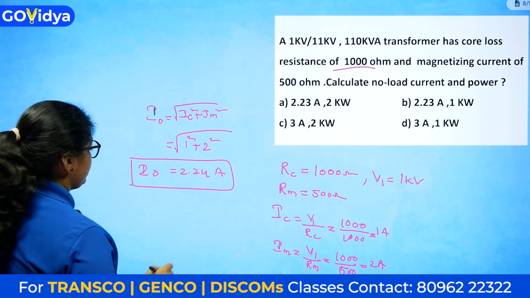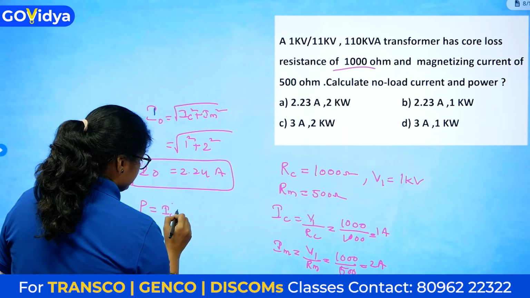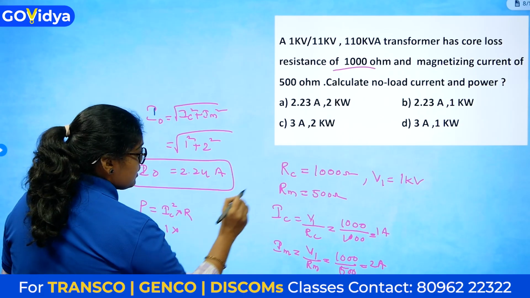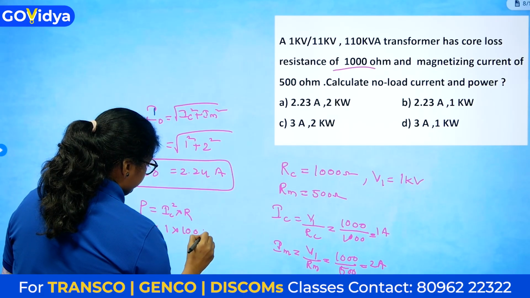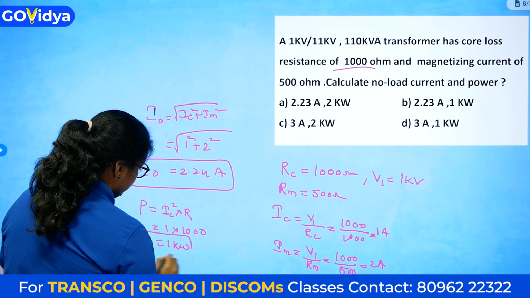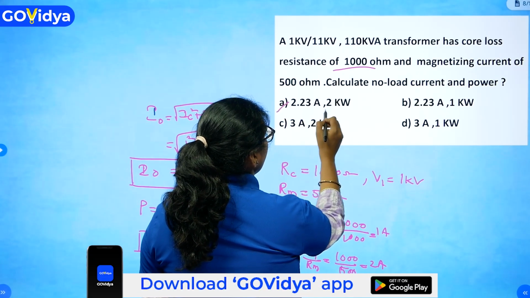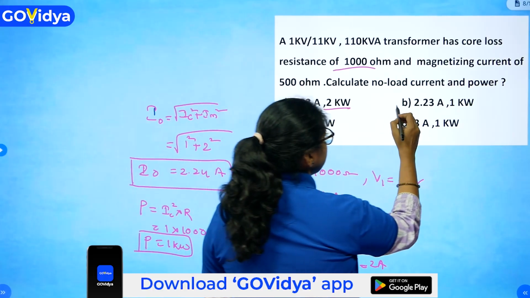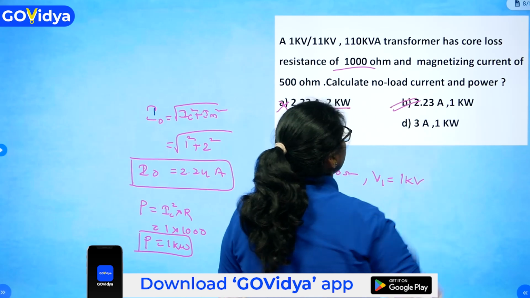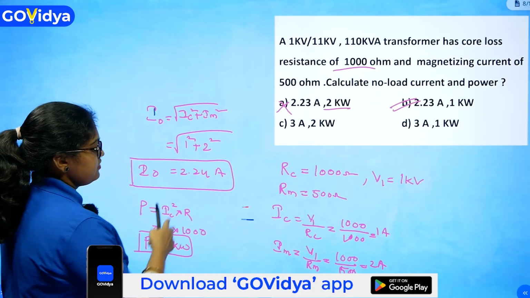Next we have to calculate the power. So P is equal to I square into R. I square is 1 ampere, R is 1000 ohm. So can I write 1 kilowatt? Yes. So the power is equal to 1 kilowatt. So the no load current is 2.24 amperes and the power is 1 kilowatt. So option B matches. Let's move to the next question.